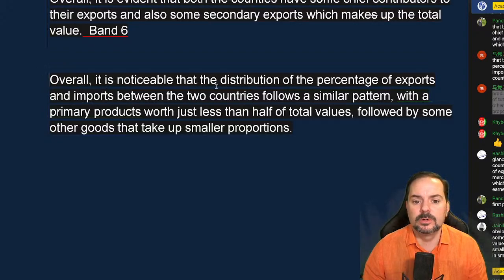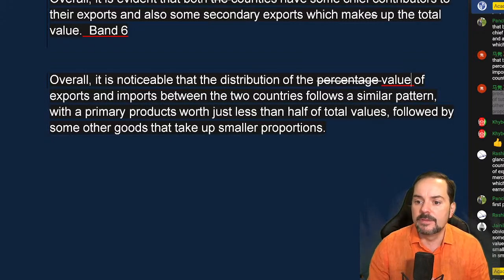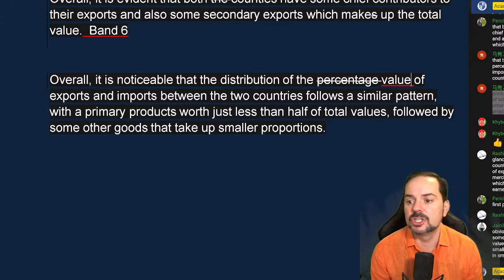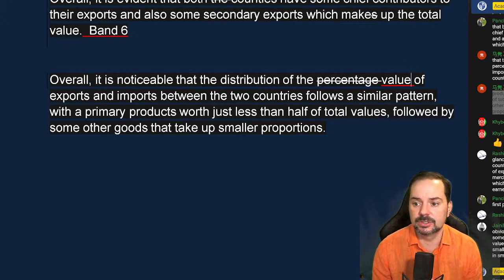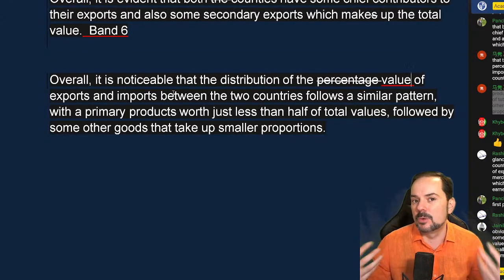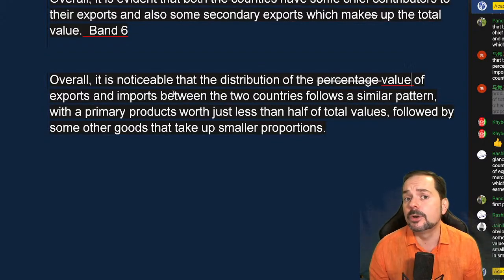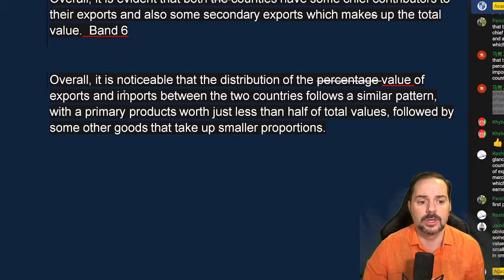Overall, it is noticeable that the distribution of the percentage of exports, careful with information, that the distribution of the value of exports, we don't actually have percentage here, June, we have value, okay? We're not getting the percentage, all right? Of exports and imports, and even though it's of the whole, you can't say percentage when we're not given percentage. That would be considered an information mistake, and that would hurt your score, June, so careful with that, okay?